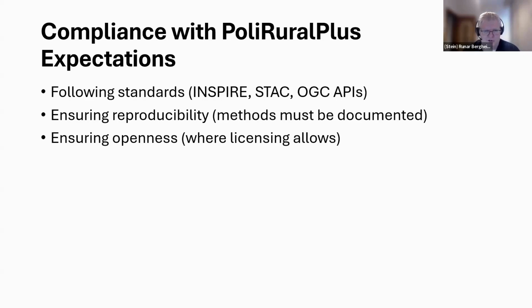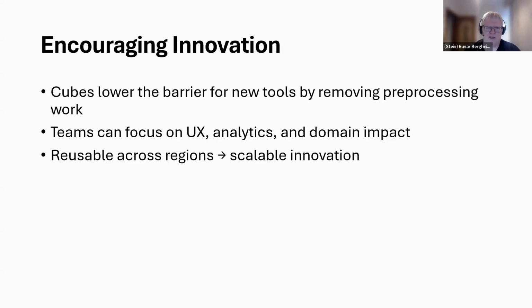And finally, then ensuring openness. Once again, there is no demand that everyone must produce. I mean, if you make it criminal to have private data, then where is the business model? There has to be something. But ensuring openness where licensing and where the purpose allows.